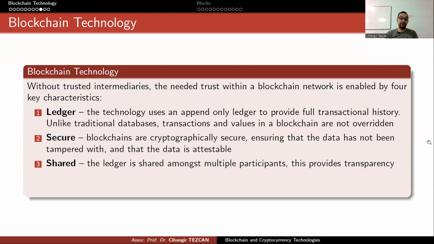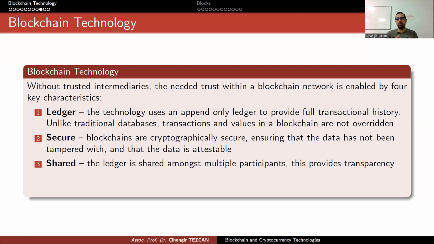Shared: the ledger is shared amongst multiple participants. This provides transparency. Again, as I said, you can install it on your laptop and store every transaction. I think currently it is 440 gigabytes for Bitcoin. Similarly, it is around that in Ethereum, but Ethereum is increasing faster than Bitcoin.